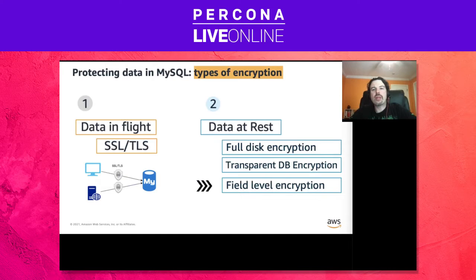Those are usually the types of encryption that we use. We distinguish between data in flight and data at rest encryption. Data in flight is protecting the communication channel between the application and MySQL, and data at rest covers the disk encryption. When we talk about data at rest, we usually talk about full disk encryption, transparent database encryption or TDE, and field level encryption. And our focus in today's talk will be on field level encryption.